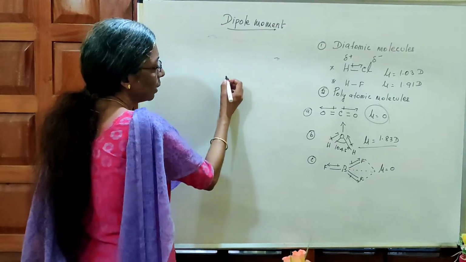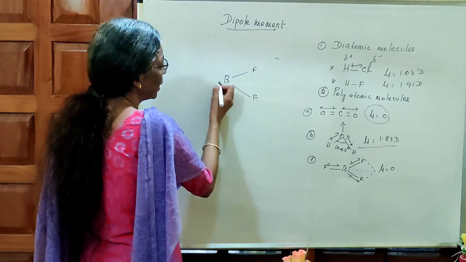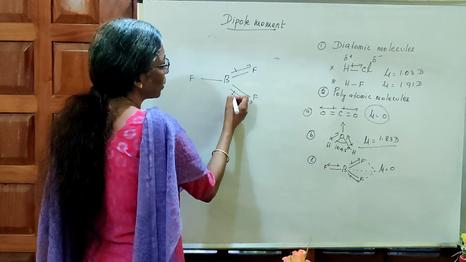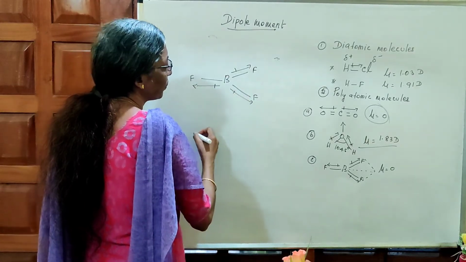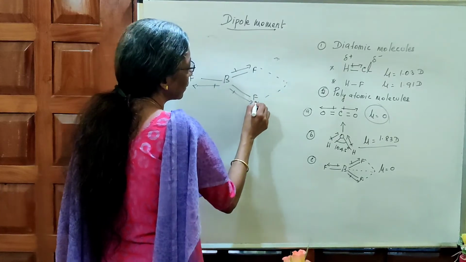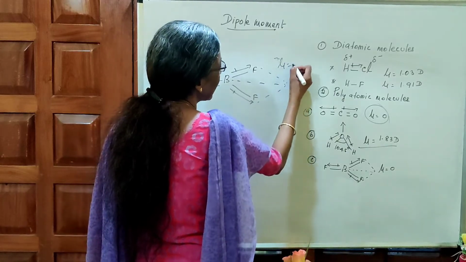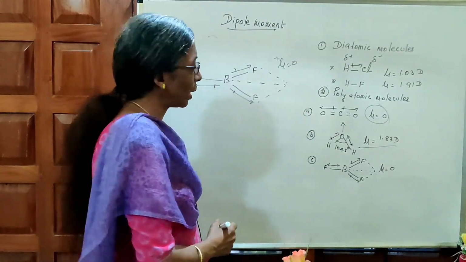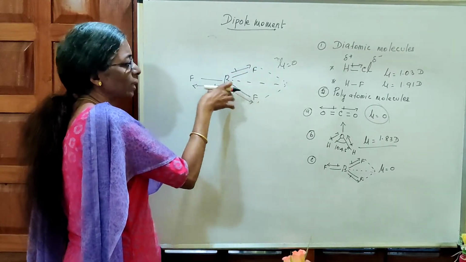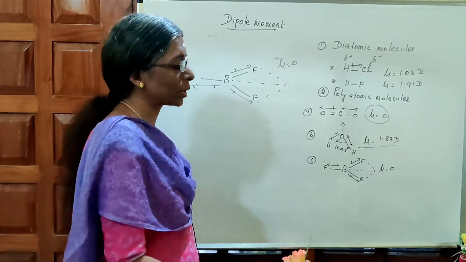BF3, you see here, B, and F, F, F. These are more electronegative, more electronegative, more electronegative. Here you see they have a symmetrical structure. So the resultant dipole moment is 0. Here, this is one bond dipole, this is another bond dipole, this is another bond dipole. So 3 bond dipoles are there.